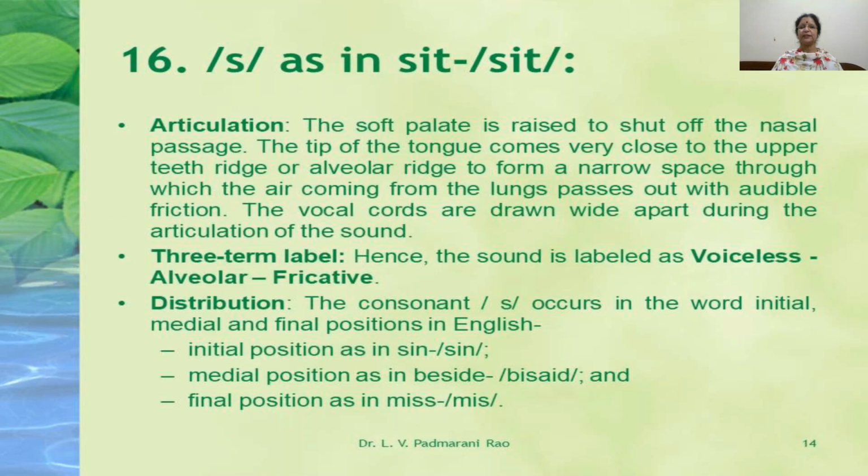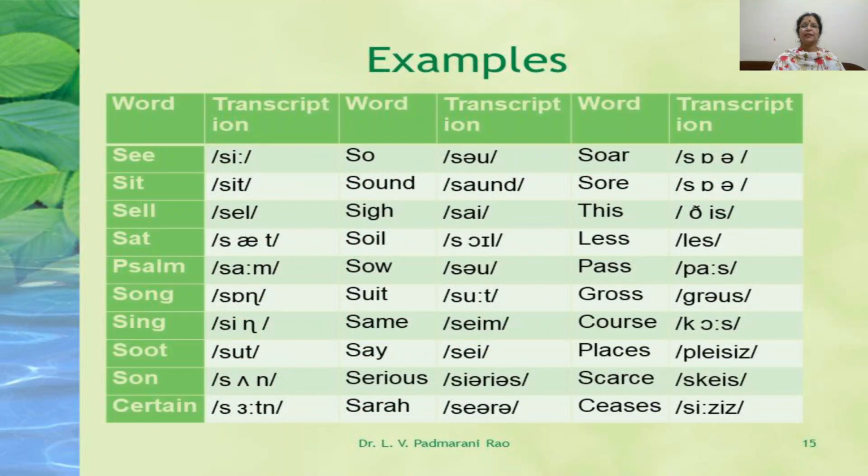Distribution wise in the English words, it occurs in all the three word positions, word initial, word medial and word final positions. As you could find in the examples, S-I-N, sin, word initial position, B-E-S-I-D-E, beside, word medial position, and M-I-S-S, miss, word final position. The examples to practice the s sound, let us look at these examples.